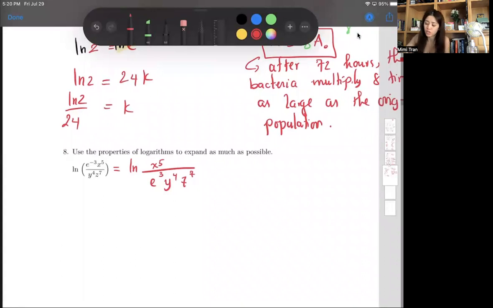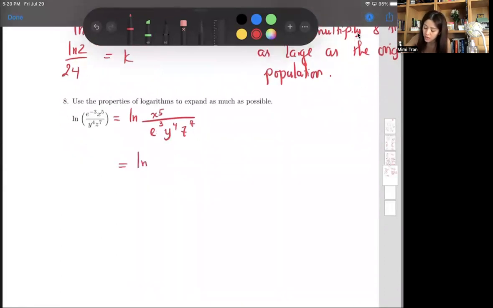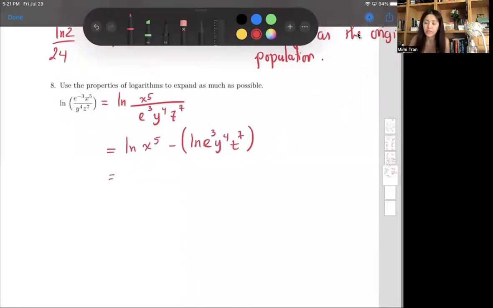And now we're going to use the quotient rule. So ln of x to the 5th minus ln of, let me put the parentheses here, e cubed, y to the 4, z to the 7. Remember the rule? All right, ln of x to the 5th. I'm going to move the 5 to the front. Power rule. You're going to expand it until you cannot expand it anymore. So it's going to be 5 times ln of x, and that one is done.